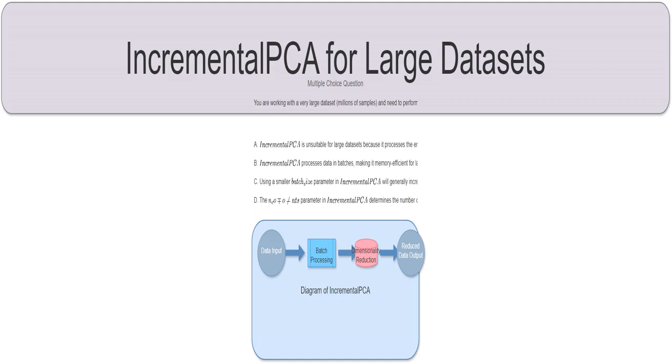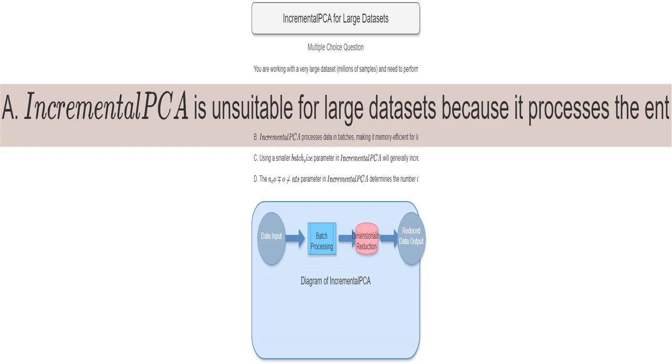need to perform dimensionality reduction using IncrementalPCA, which is from the Sklearn library. It is a great tool to process and reduce the dimensions of my large data. This is false. This statement is incorrect. IncrementalPCA is actually designed for large datasets precisely because it doesn't process the whole dataset at once. It's the opposite of what this option claims.